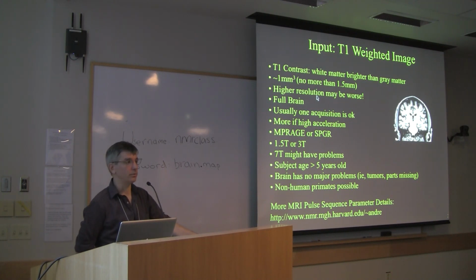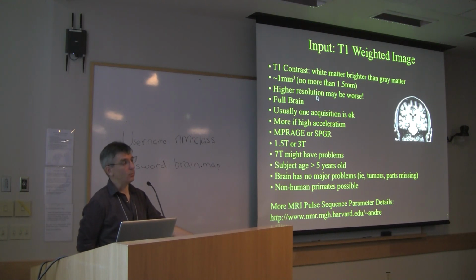Usually one acquisition is okay, but if you have, say, high acceleration, then maybe you want two. Typically on a Siemens platform, you would collect something called an MPRAGE. Or on a GE platform, you would collect something called an SPGR. It works for 1.5T and 3T. We've also run it on 1T scans, and it works pretty well. 7T scans, it also works pretty well, but there are some problems with it.